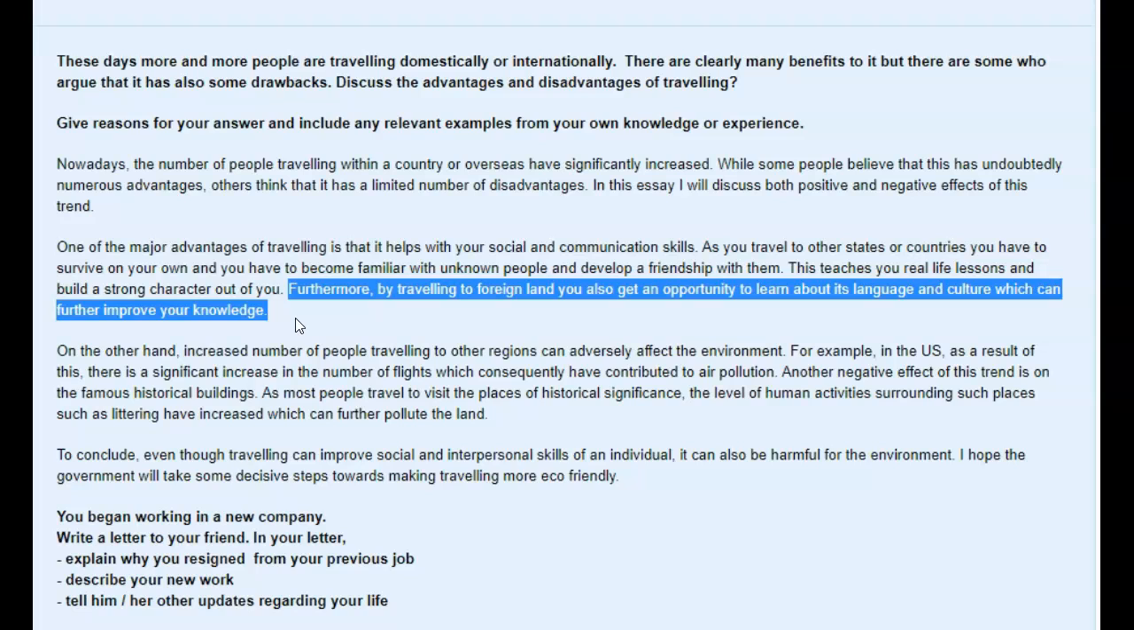So here's the thing. The essay asks you to talk about advantages, plural, and disadvantages, plural. So here you started off with one of the major advantages, which led me to believe that maybe you were only going to talk about one advantage. I think that what would have been nicer is if you had had a topic sentence which basically said that you're going to talk about advantages.